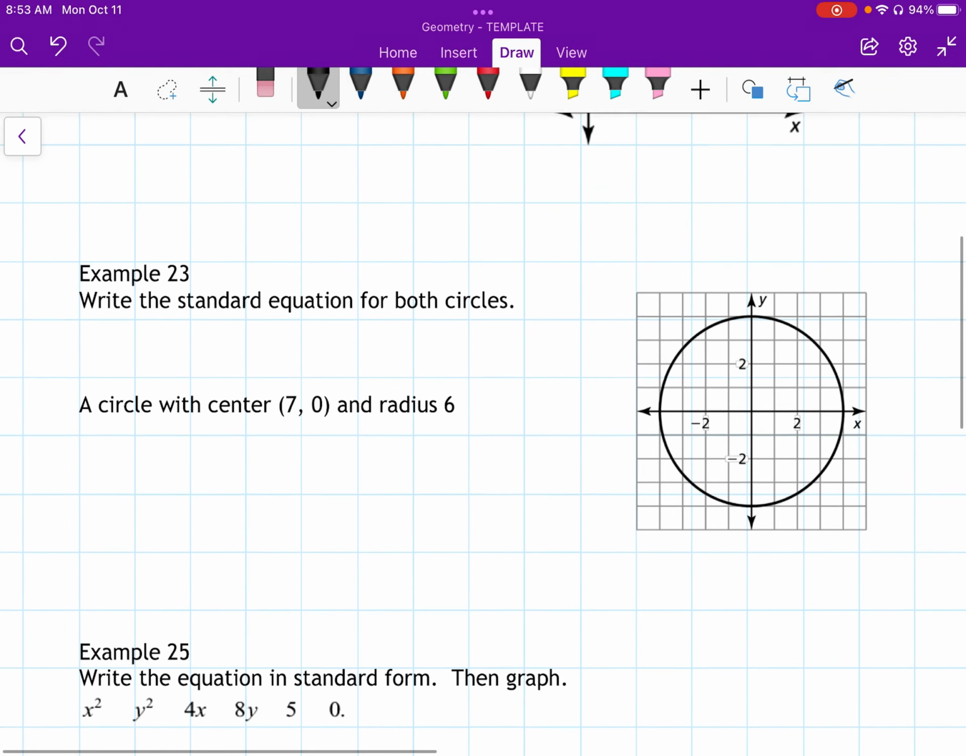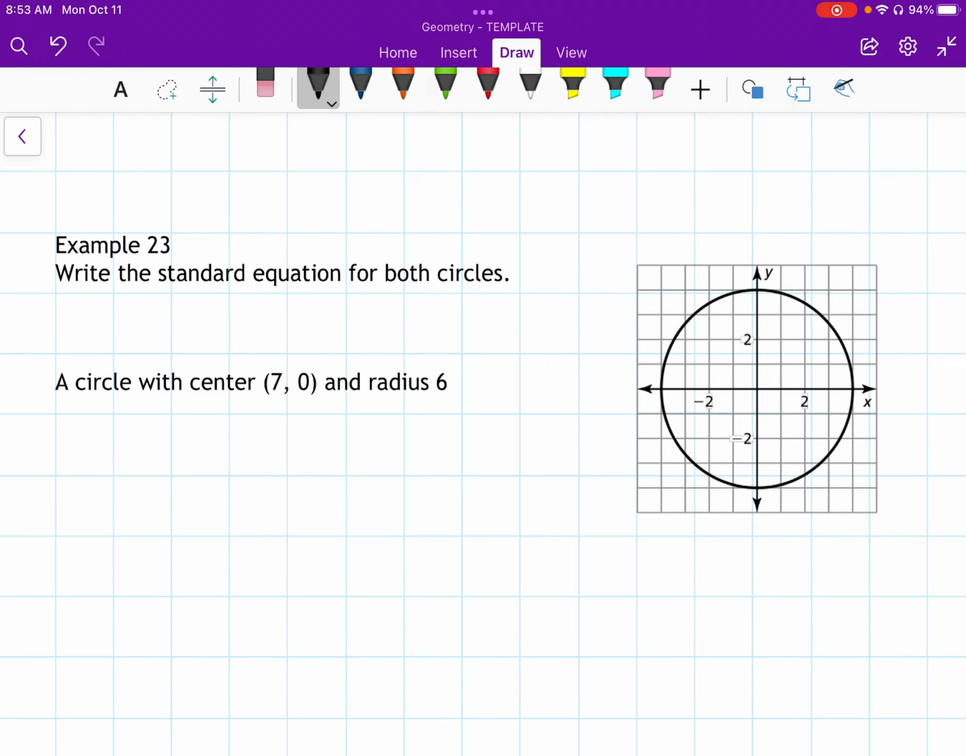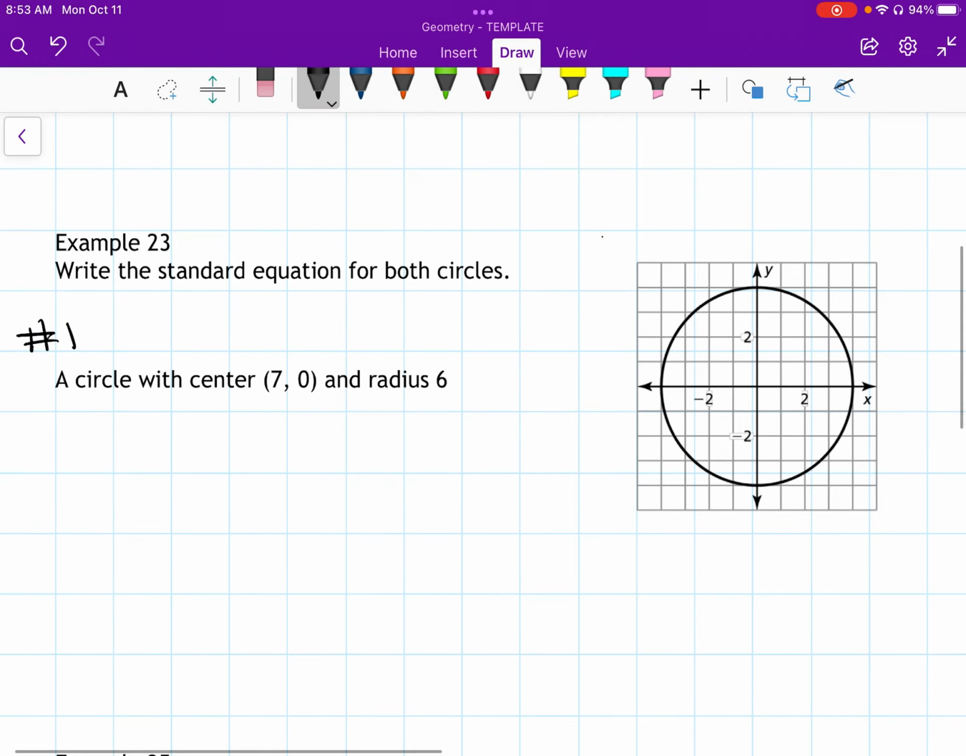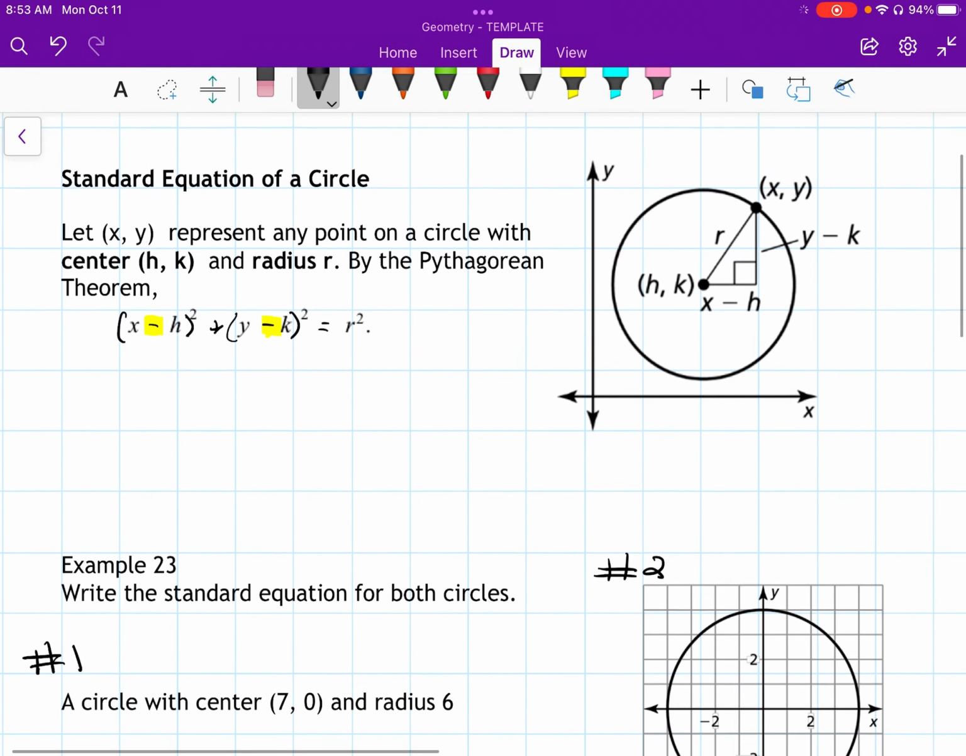All right, example 23. So we have two different circles here. We have circle number 1 and circle number 2. Starting off with the circle on the left, a circle with a center of (7, 0) and a radius of 6. We need to plug it into the standard equation that we have up here.